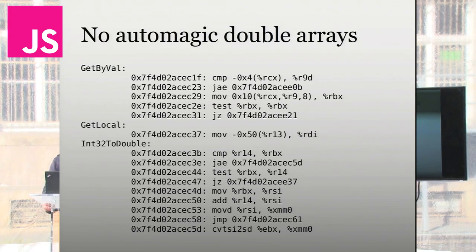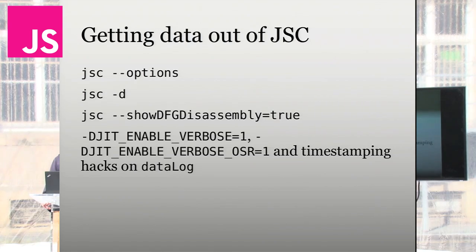So, for example, this GetByVal fetches a value at the index with the same range check and is it a hole, and we get some local value, I think, and then we turn this value we got into a double, which actually doesn't take very much code, but it's more than if it was an unboxed array and we knew it was a double already. So yeah, no automatic turning of arrays into double arrays.